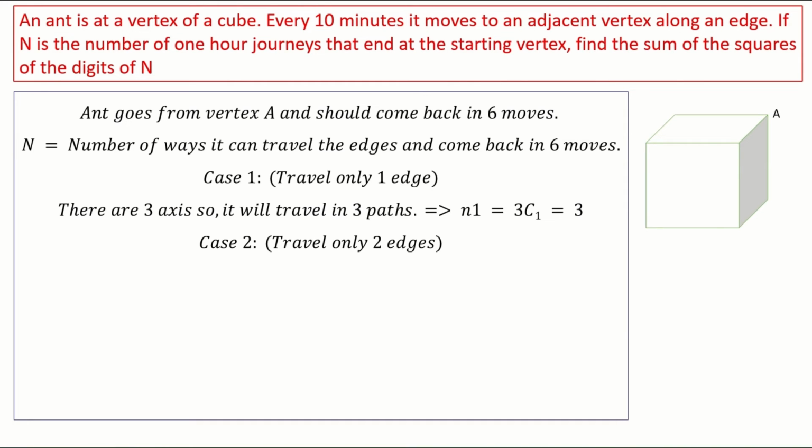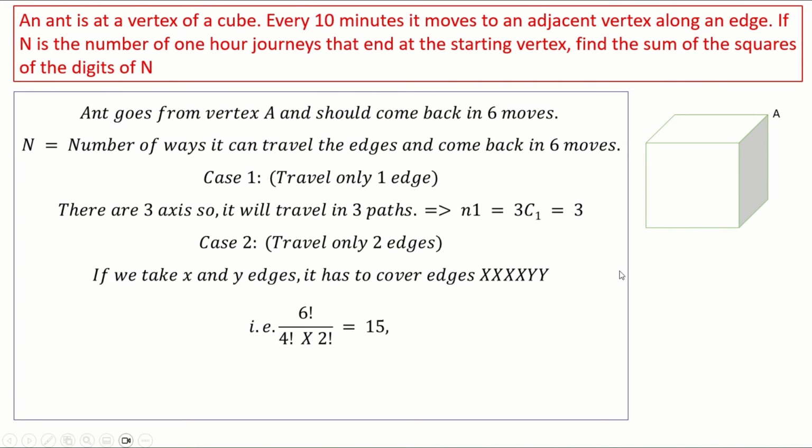Now let's take case 2 where it has 2 edges. Let's take two axes, that is x-axis and y-axis. So in this case, it can go xxxxyy. Only 2 axes we are considering, right? So this is how it can go. So how many ways can it go? This is a simple combination. 6 factorial total, divided by 4 factorial for repetition of x, and 2 factorial for repetition of y, which is equal to 15.